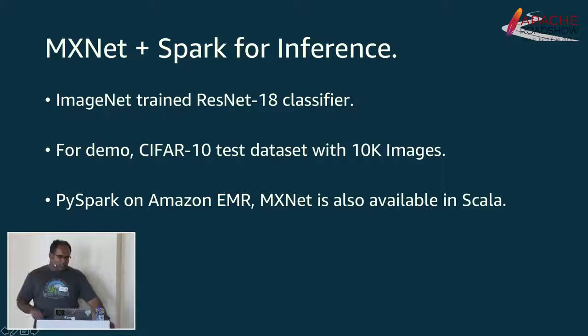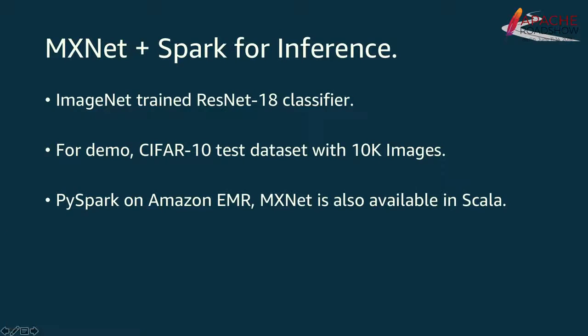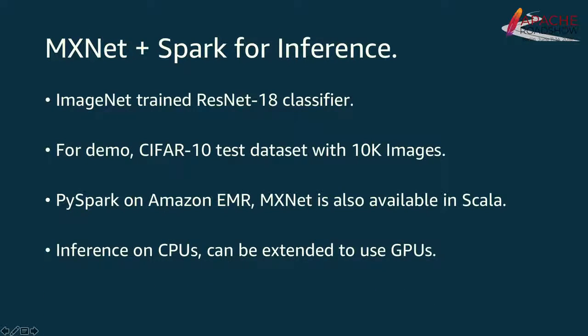I will use the Python version of Spark on Amazon EMR. If you're a Scala developer, MXNet is also available in Scala, so you can use that. And also, it's not necessary to use EMR. You can have your own Spark cluster and have MXNet installed. Also, the demo is based on CPUs, but if you have lots of data, then you can easily extend this to GPUs.